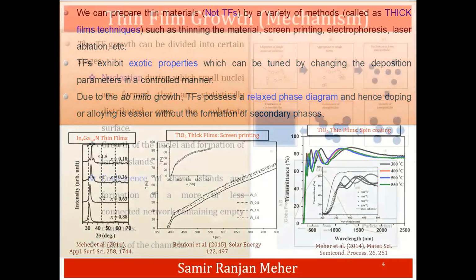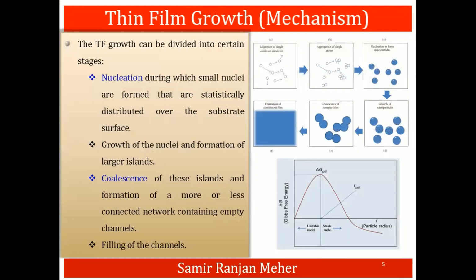So basically, what is the growth mechanism in this case? It is a step-by-step growth process. First of all, the atoms are adsorbed on the substrate surface, and they are called adatoms. The adatoms have certain mobility, and due to that mobility, guided by the thermodynamics of the process, they start to aggregate. And after aggregation, if the Gibbs free energy crosses a certain critical level, the nucleation will begin.